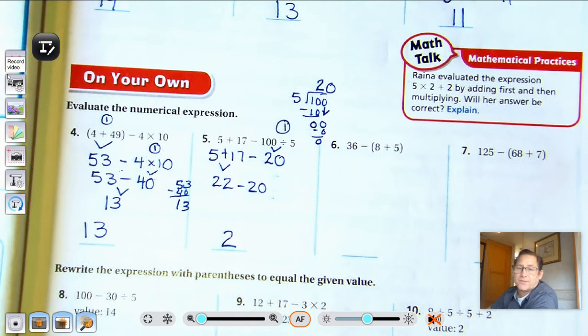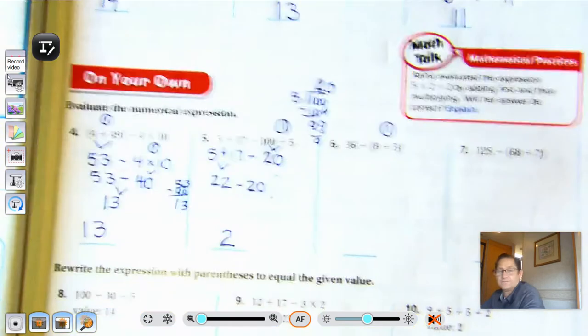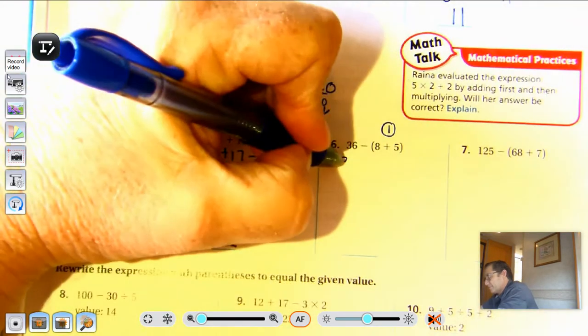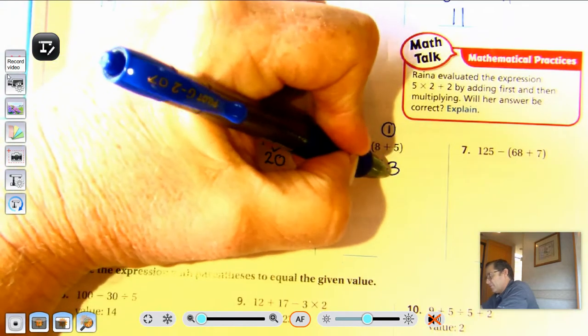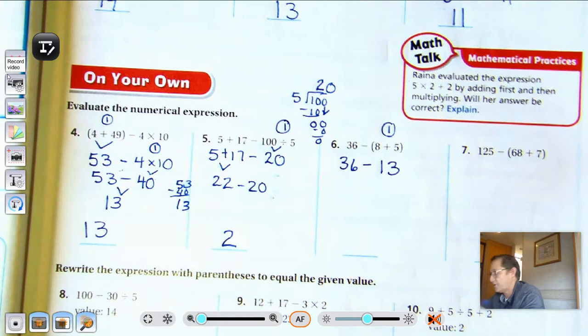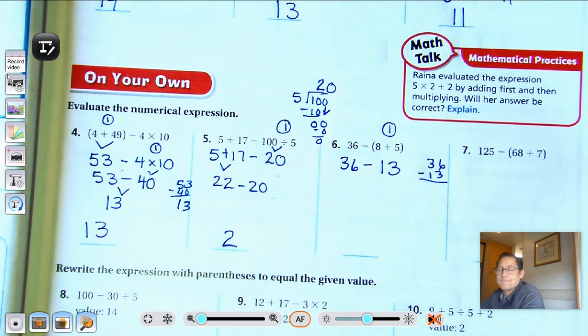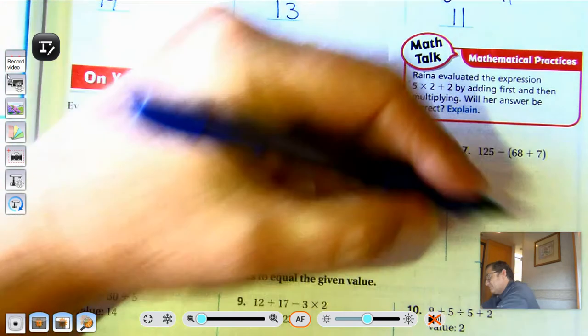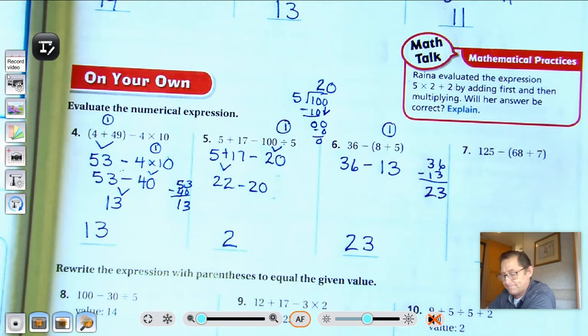Number 6. 36 take away the sum of 8 and 5. Parentheses is first, right? All right, so we have to do this first. We have to do the sum of 8 and 5. So 36 take away the sum of 8 and 5. 8 and 5 is 13. Now I only have subtraction. What is 36 take away 13? 6 ones take away 3 ones is 3 ones. 3 tens take away 1 ten, 2 tens. So we have 23.